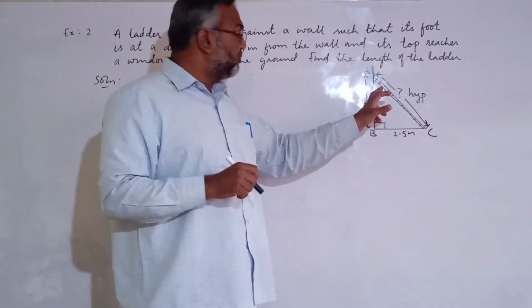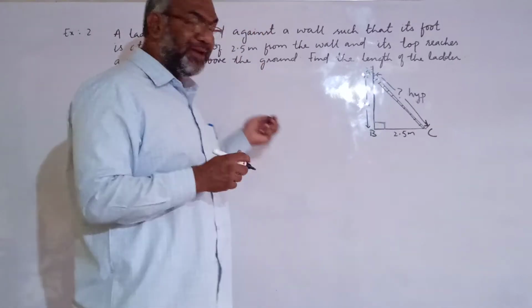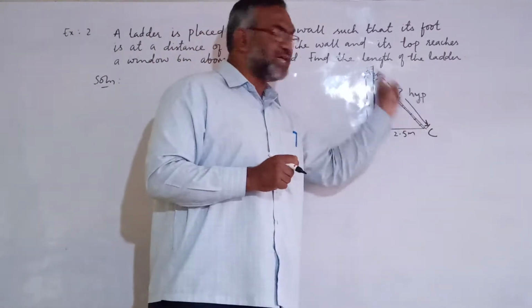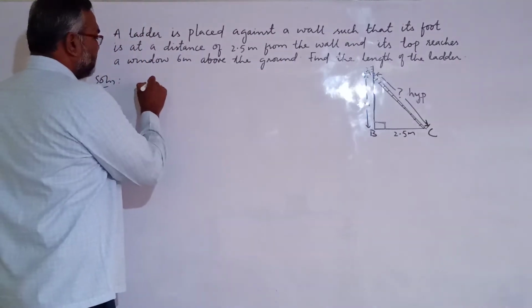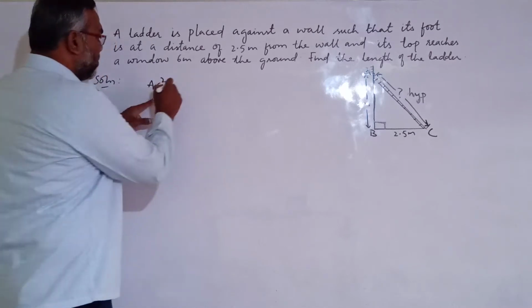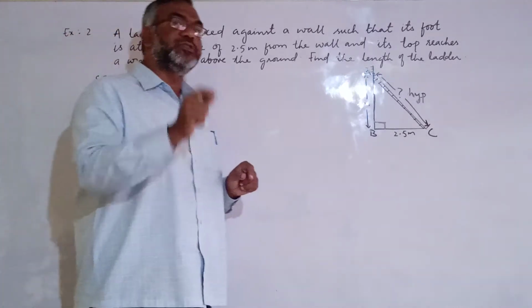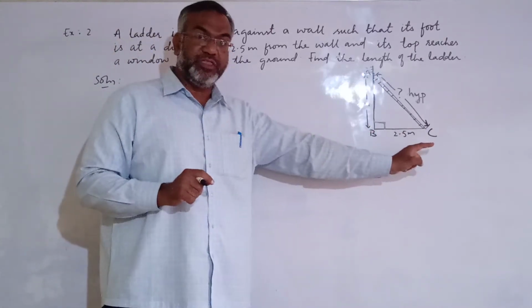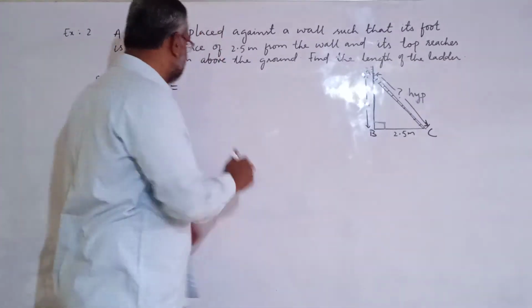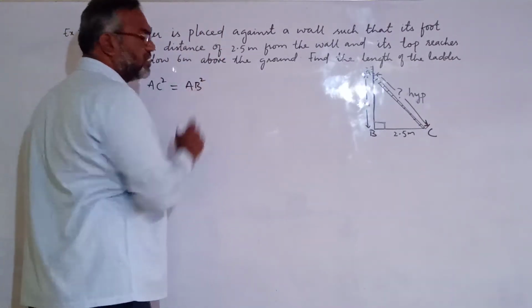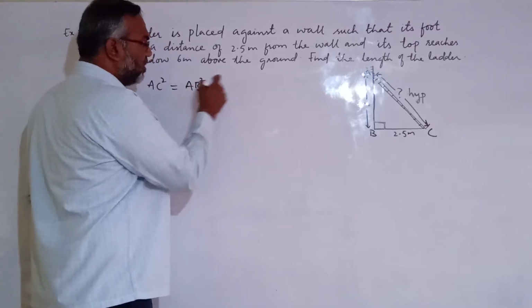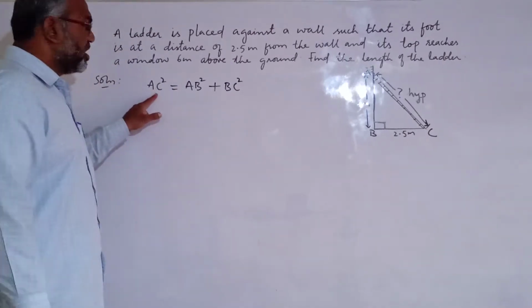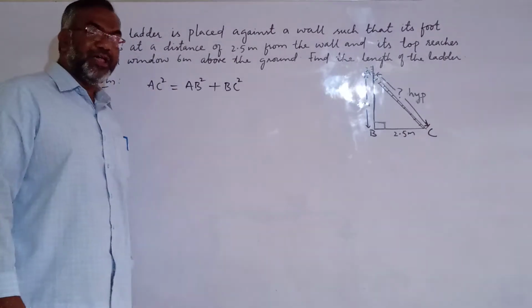Now, to find the length of the ladder, let's apply Pythagoras theorem. Square on the hypotenuse, AC is the hypotenuse, is equal to the sum of squares on the other two sides. The other two sides are AB and BC. So we have got this: AC square is equal to AB square plus BC square.